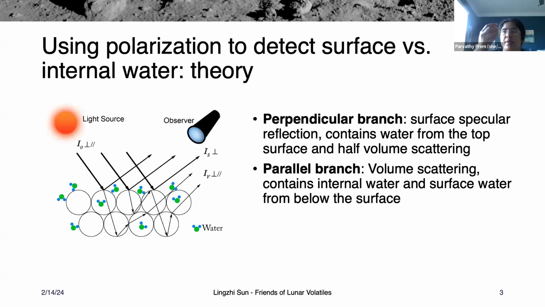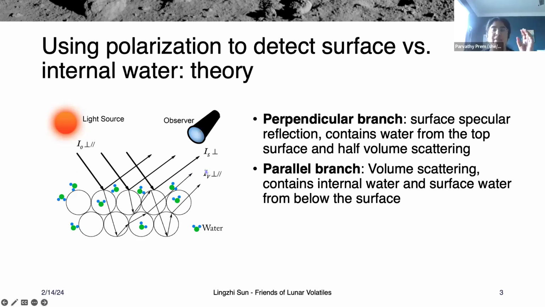And would the perpendicular be sensitive? In some of the samples, if you have hydrogen implantation in the rim of a grain, you might have an implanted OH very close to the surface of the grain. Would the perpendicular be sensitive to that, or would it really only detect water that's on the outside of the grain, not just OH?